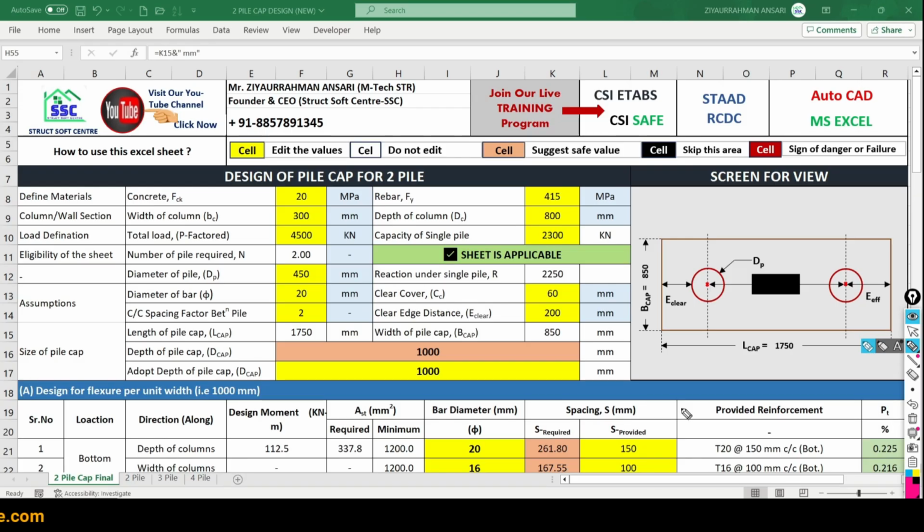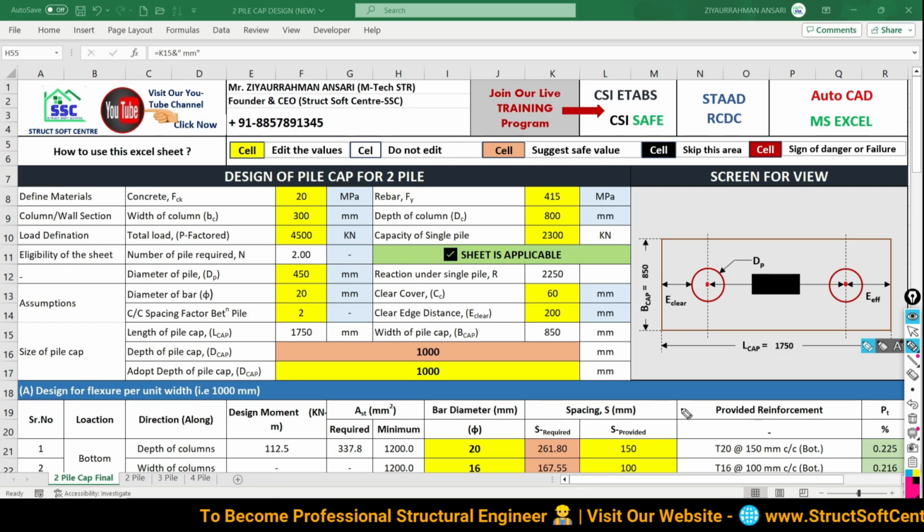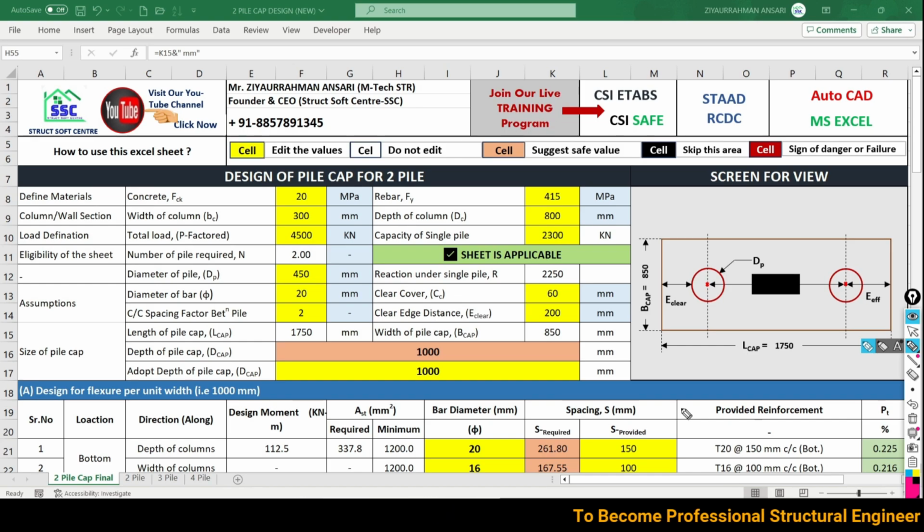Now it's time to discuss an important tool by which you can design the pile cap for two piles in just 3 to 5 minutes, instead of following the lengthy process that may require 1 hour or 2 hours to complete the design. But by using this Excel sheet, you can design the pile cap for two piles in just 3 to 5 minutes.